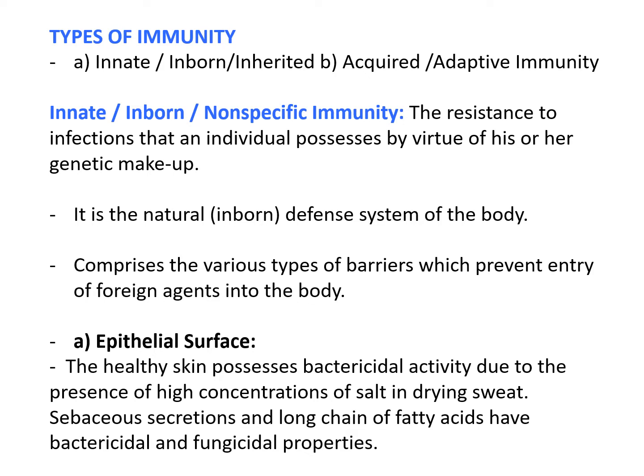This immunity is present right from birth. It is the natural defense system of the body. It comprises the various types of barriers which prevent entry of foreign agents into the body. So now I am going to discuss the different types of barriers which are present in our body that prevents the entry of foreign agents. The first barrier is the epithelial surface.